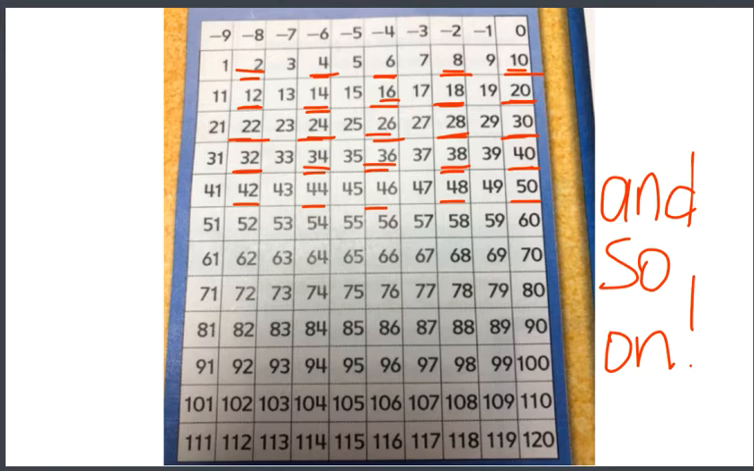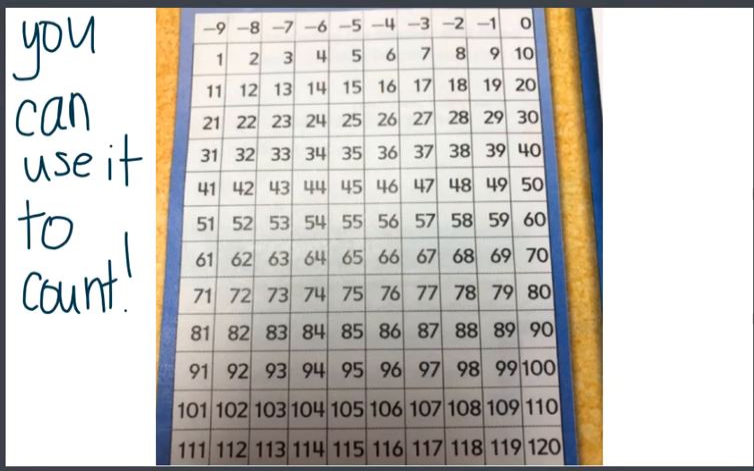You can use the hundreds chart, the number grid, for patterns. You can use it to count. It's a great tool, just like the number line that we used. You can also use it as a great counting tool. If I start at the number 1 and I count up 6, where do I stop? 1, 2, 3, 4, 5, 6. I stop at 7.